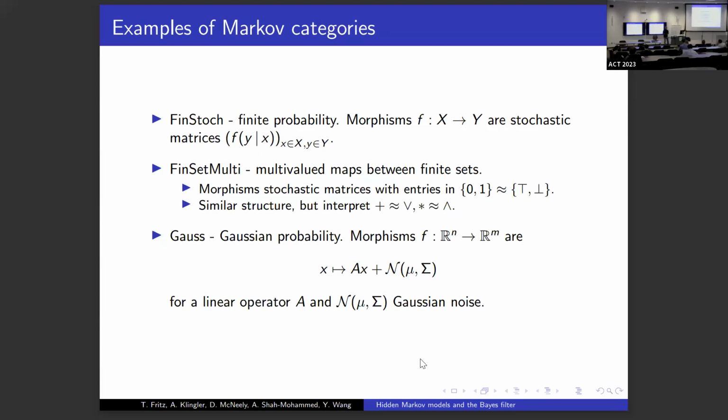And a third example, going back to probability, is a bit more on the practical flavor. You get Gaussian probability, where now your morphisms are affine maps. You think of it as a linear operator, so some translation, but you also add some Gaussian noise. So you have a deterministic well-behaved bit, given by a linear map, and you also have Gaussian noise parameterized by its mean and covariance.